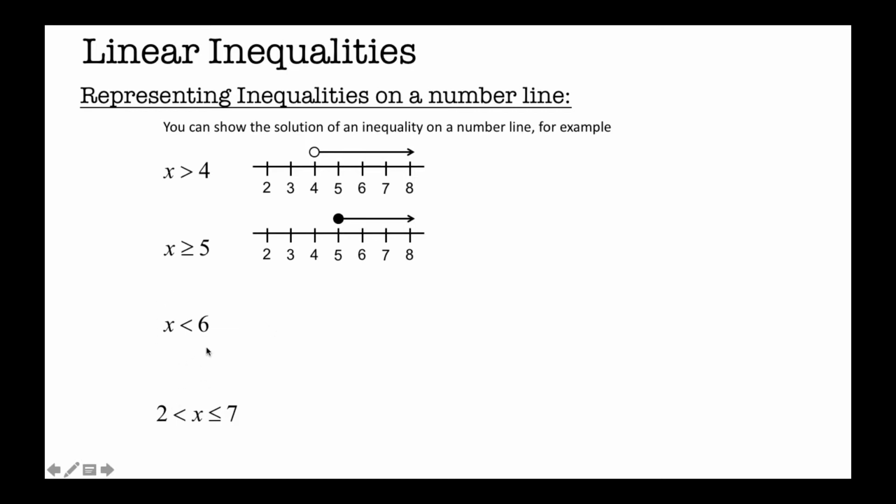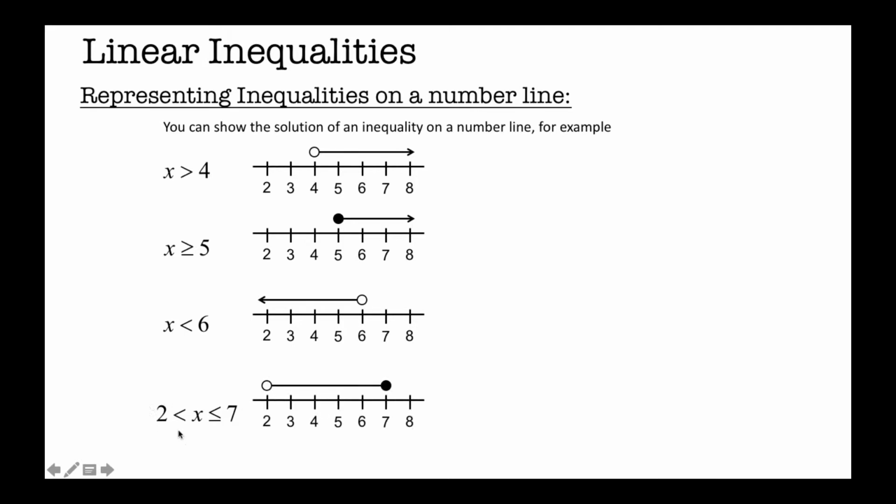This one is x is less than 6. So we circle 6 and we draw the arrow the other way because it's less than 6. It can be anything less than 6: 5, 4, 3, 2, 1, minus 1, minus 2, and so on. Now this one, here we have to circle 2, but we don't colour it in because it's just a less than. And we have to circle 7, but we do colour it in because it's an equal to, and then we draw our line between the two constraints.